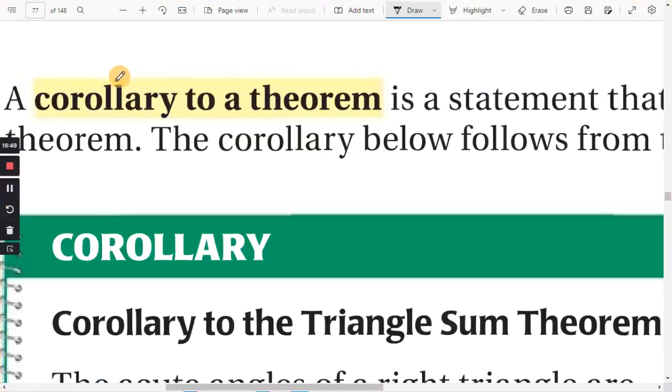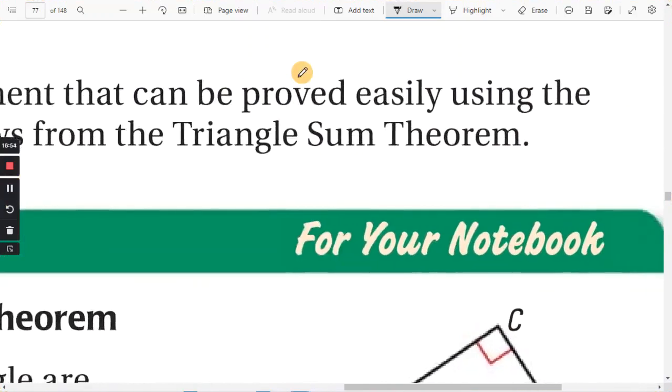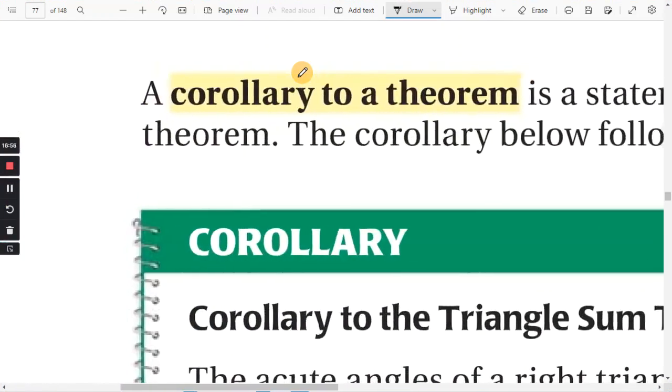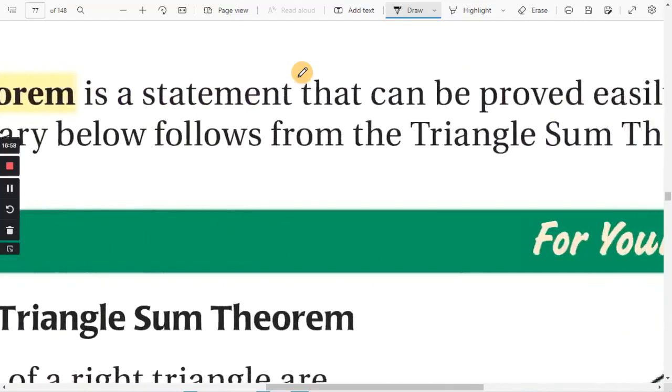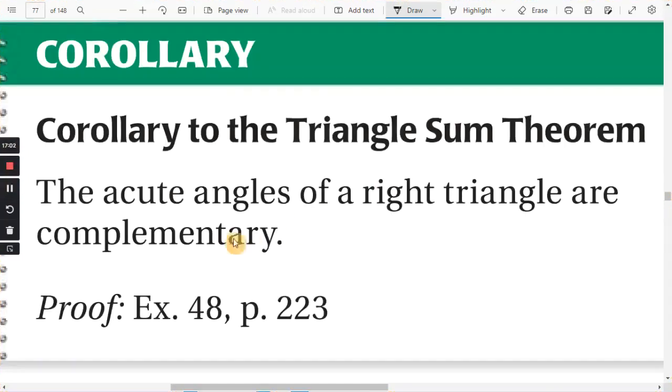A corollary to a theorem is a statement that can be proved easily using the theorem. The corollary below follows from the triangle sum theorem. All right, so it says the acute angles of a right triangle are complementary. That means they add to 90 degrees. So let's take a look.